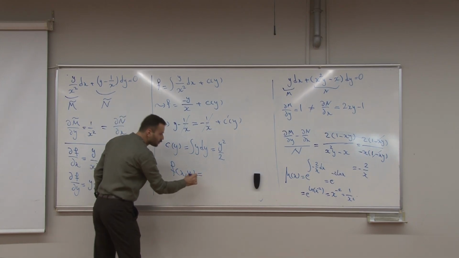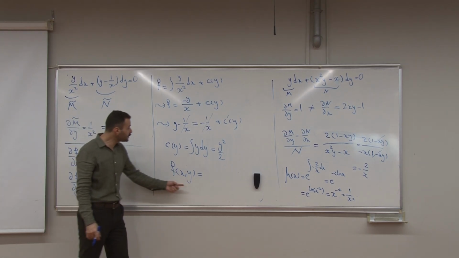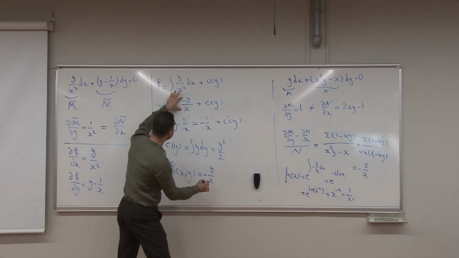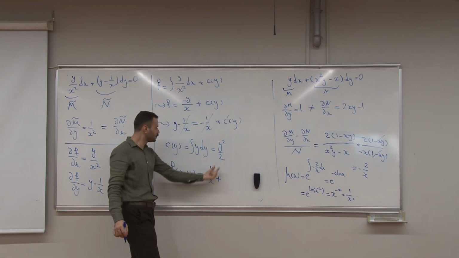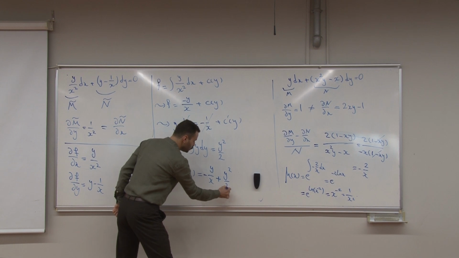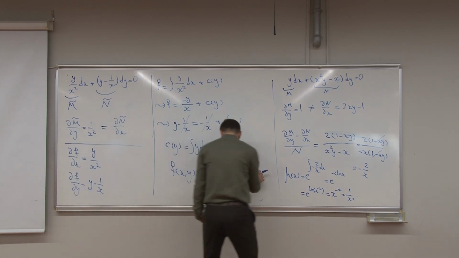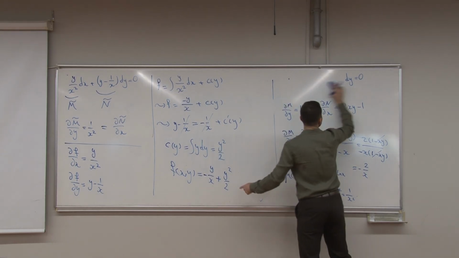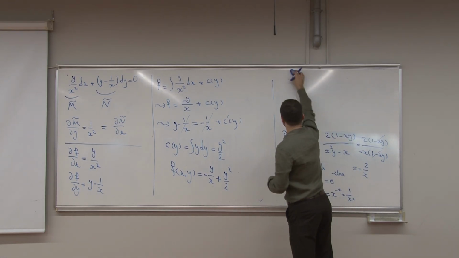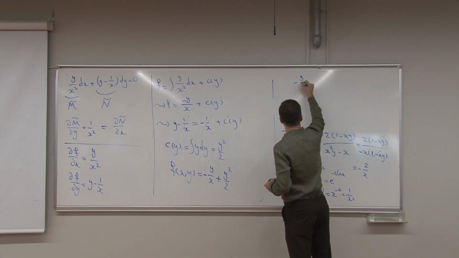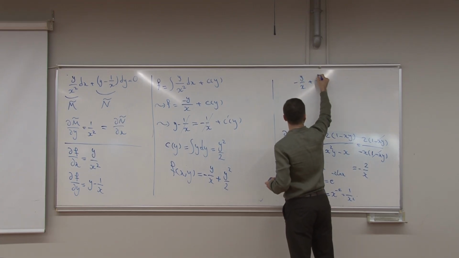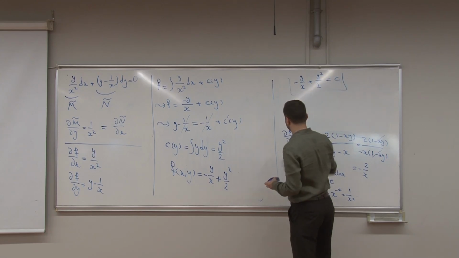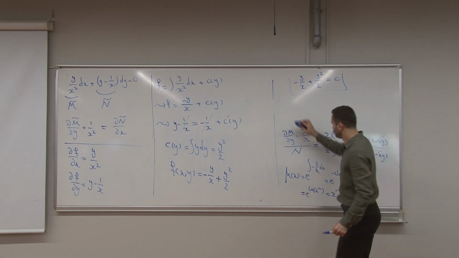So what is our f of x, y? Our f is equal to minus 1 over x plus what? y to the power of 2 divided by 2. So what are our solutions? Our solutions come as level curves of this function. So solutions are going to be minus y over x plus y to the power of 2 divided by 2 equal to c. Done. Okay?